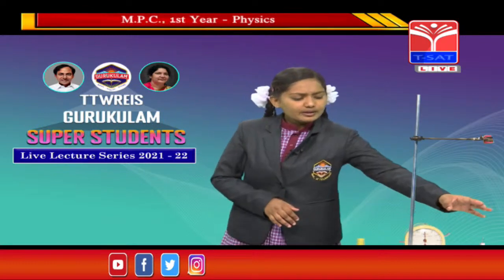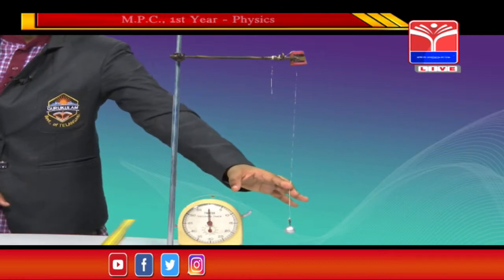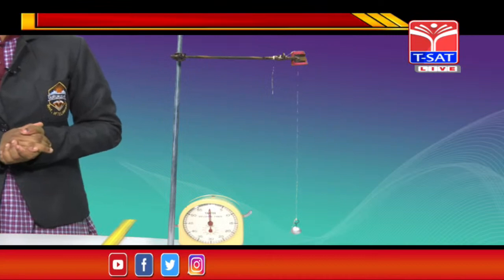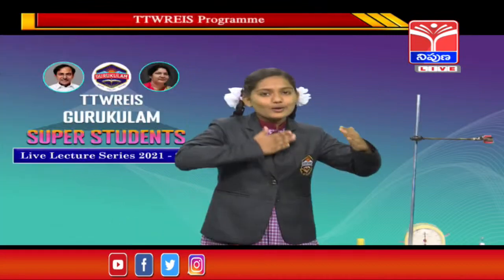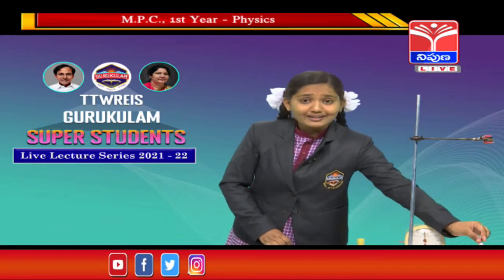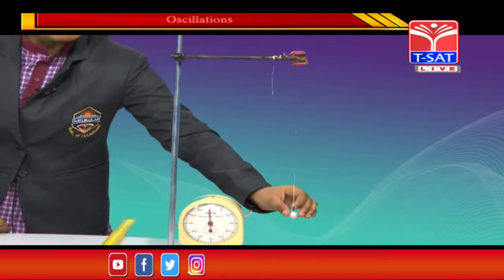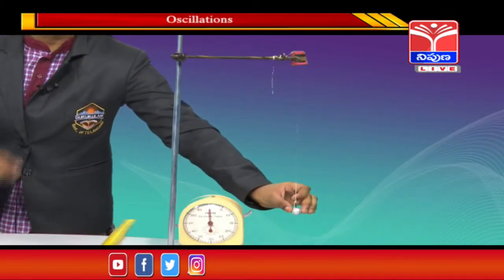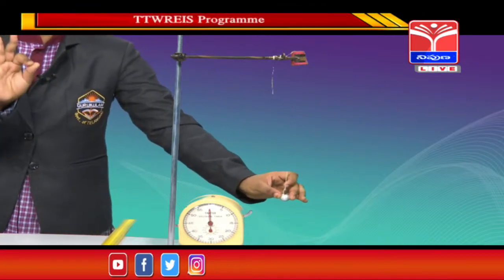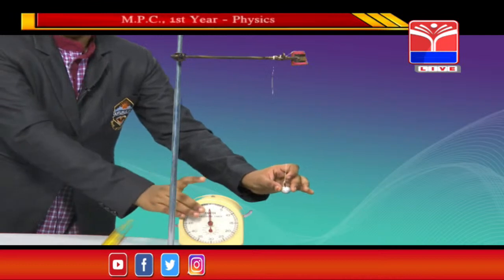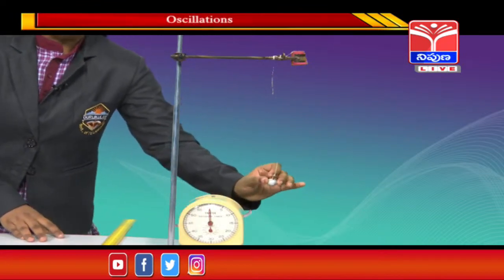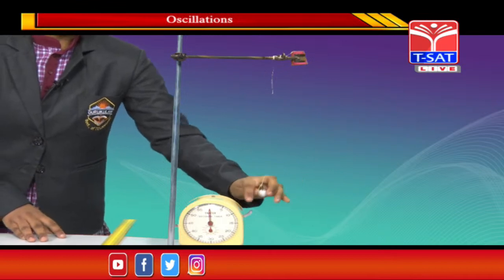First, the bob is at rest position. We apply some amount of force on it, then it is displaced and oscillates to and fro. Now the bob is at rest position. We apply some amount of force, and by this we calculate the time taken for 20 oscillations. By using this timer, we calculate the time period.